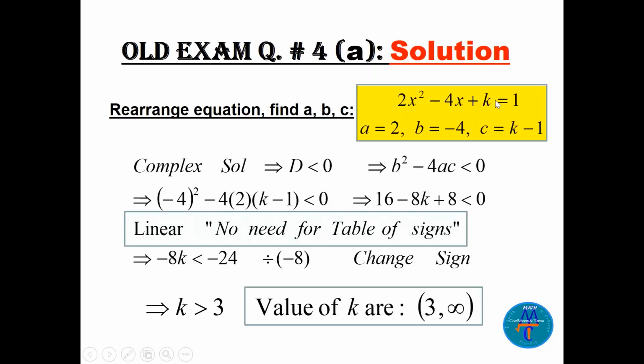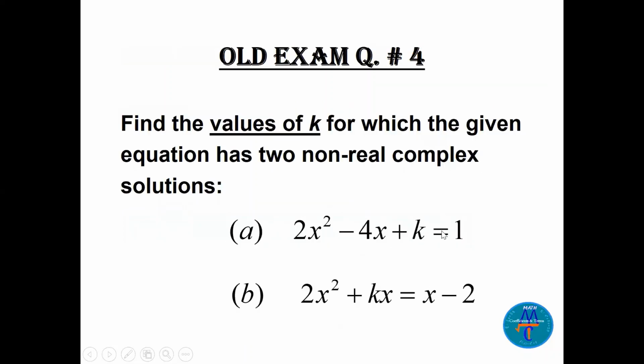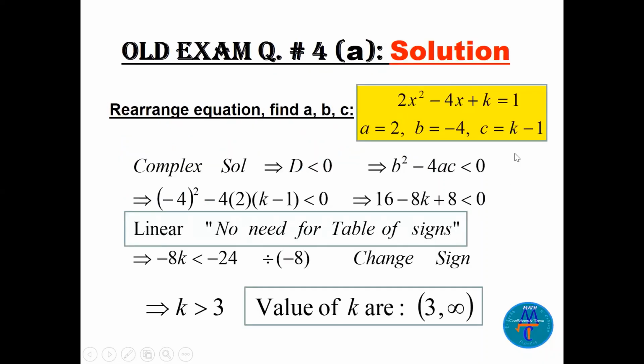So this is the equation. Remember, look at the equation here. k is equal to 1. So you have to bring k minus 1. See, this is C. And B is the -4. A is the 2. It's very important to find out the correct A, correct B, correct C.